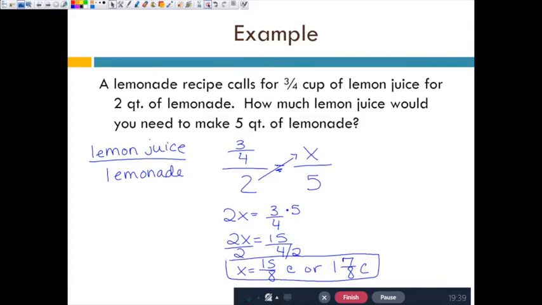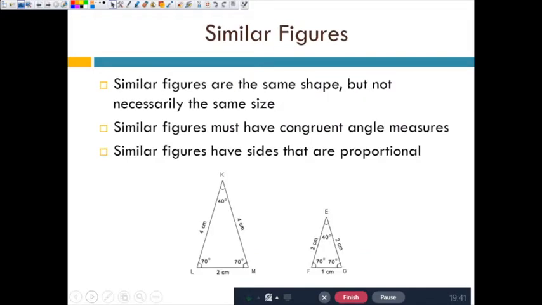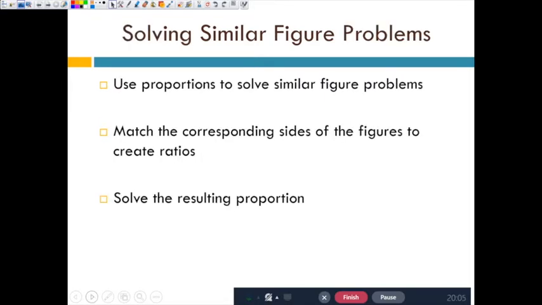So the key information here is that similar figures are the same shape, but not necessarily the same size. Similar figures have congruent angles, and similar figures have sides that are proportional. So if they're proportional, then we can set up proportions to find missing sides. And that's what we're going to be doing. So we're going to use proportions to solve similar figure problems.